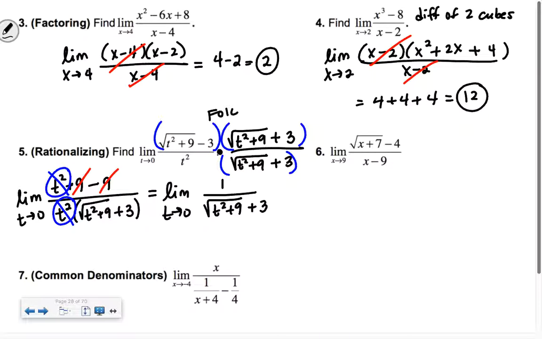Am I able to plug in the 0 now? Yeah, I can plug in the 0, right? So when I plug in the 0, I get 1 over the square root of 9, which is 3, plus 3. So 1 over 3 plus 3 is 1/6.